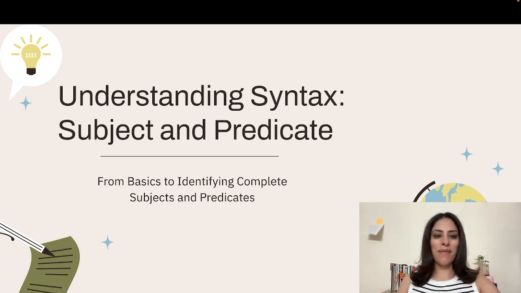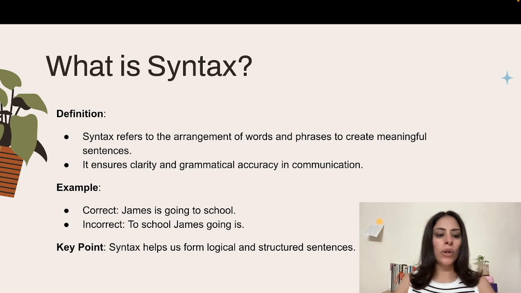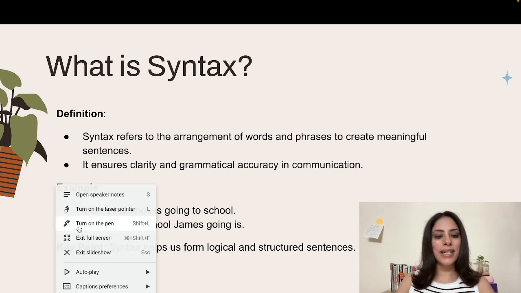In this episode, we are going to understand one of the simplest topics in the English language, and it's none other than understanding syntax. In this module, the very first thing we are going to cover is subject and predicate. Then we'll move on to understanding what a compound subject is and what a complete subject and predicate are. So let's get started. First of all, what is this crazy word syntax?